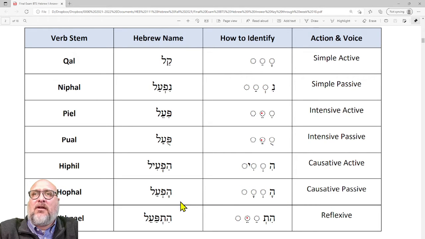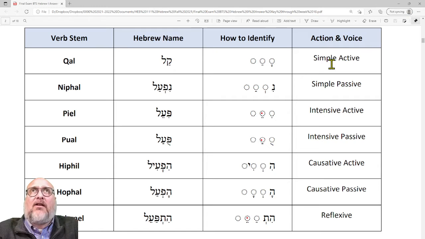Hofal, the qamets hatuf, that's not the right name, the O-class qamets, and then the patah. Hafal, or Hofal is how everybody says it, and then the Hithpael, so preformative Hith, double middle radical, and the a-ale ending for your reflexive. You need to be able to fill out this part of the chart.